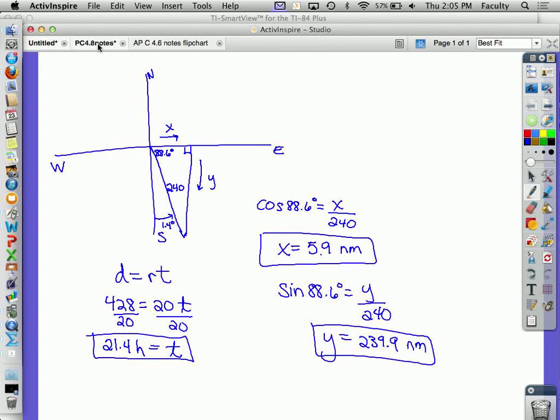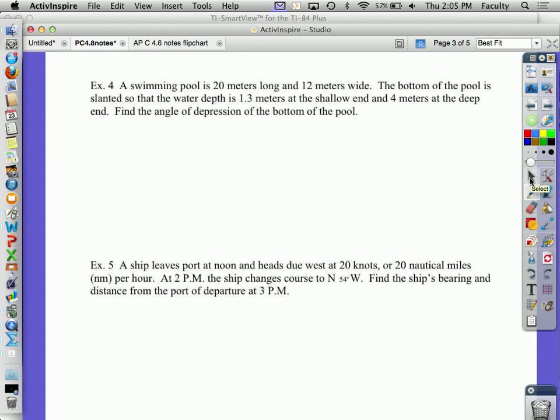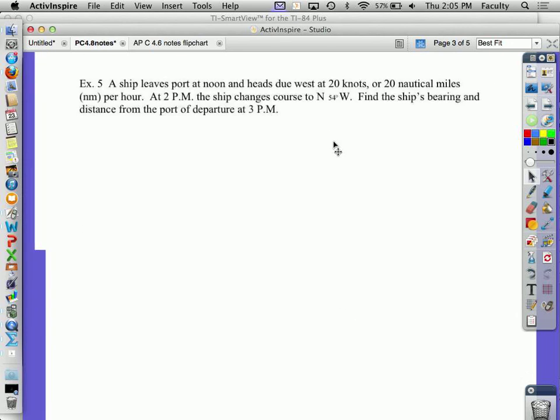All right, now we're going to start this next one. This is the one that I flubbed up on earlier, so let's see if I can do a better job. I just couldn't read my own handwriting was my problem. All right, in example 5, it says a ship leaves port at noon and heads due west at 20 knots or 20 nautical miles per hour. At 2 p.m., the ship changes course to north 54 degrees west. Find the ship's bearing and distance from the port of departure at 3 p.m.